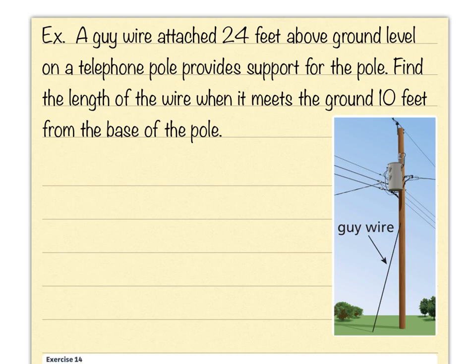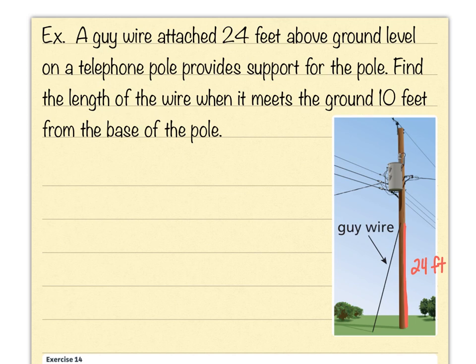All right, this one says that a guy wire attached 24 feet above ground level on a telephone pole provides support for the pole. Find the length of the wire when it meets the ground 10 feet from the base of the pole. So I'm going to use this picture we have and fill in some missing information. So we know the guy wire is attached 24 feet above ground. So the distance here, where the guy wire is attached, is 24 feet.